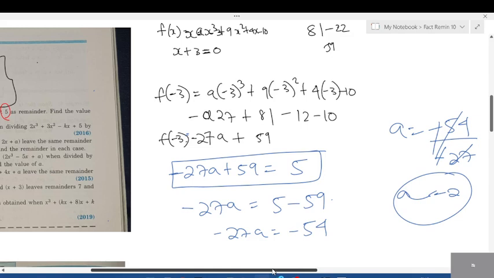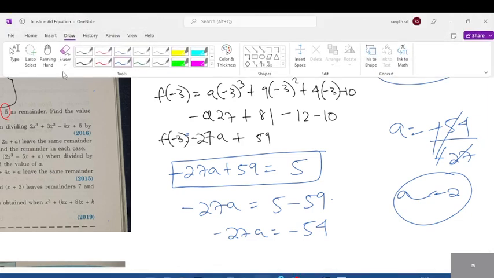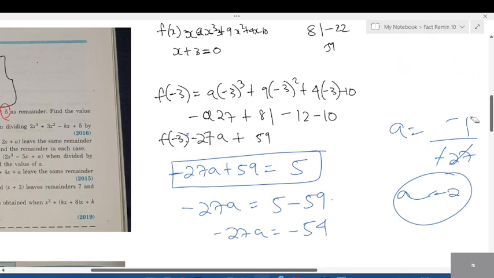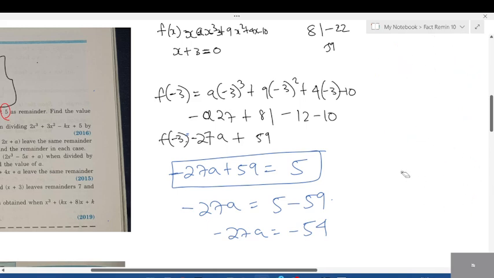Is it clear? Initially you said x plus 3 is equal to 5. If you keep doing all things, you'll get 0. I'm just telling Naomi, even by mistake if you take that, you'll get 0, okay? So you shouldn't do it like that.